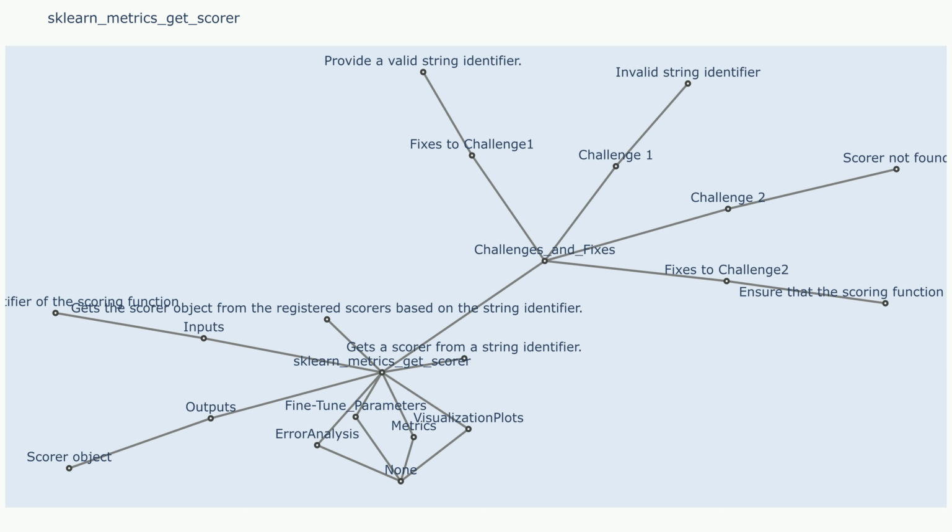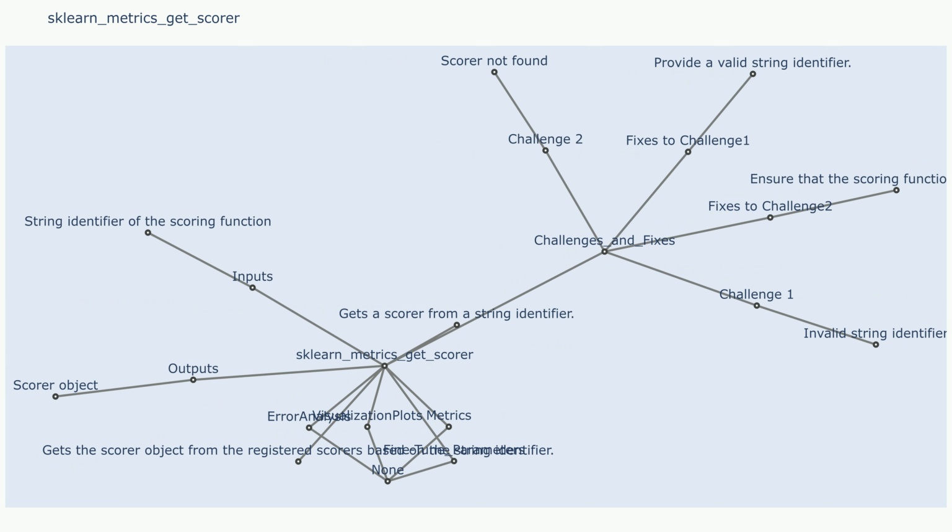sklearn.metrics.get_scorer. Description: the get_scorer function in scikit-learn provides a convenient way to obtain a scoring function that can be used to evaluate the performance of machine learning models. It acts as a wrapper around various scoring metrics available in scikit-learn.